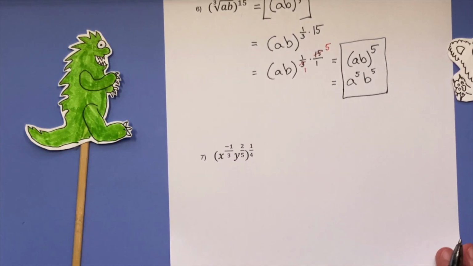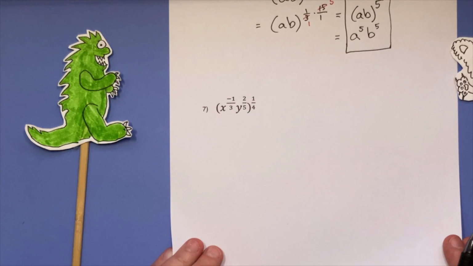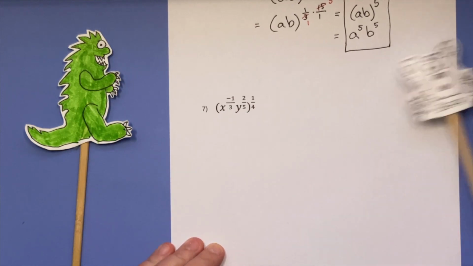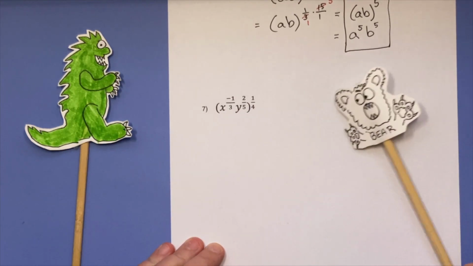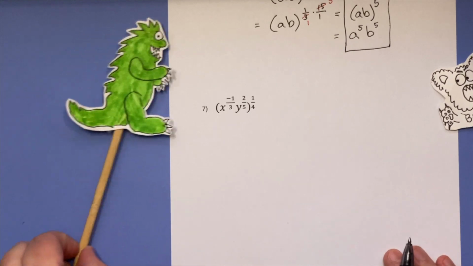Okay, this is very exciting. Dun, dun, dun. We're on the last problem. Oh, man, this is a bear of a problem. See what I did there? It's a bear of a problem. It's a Godzilla of a problem.